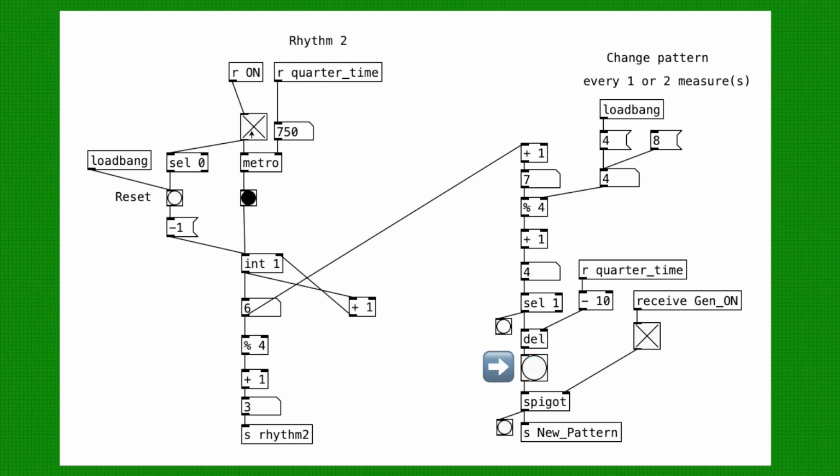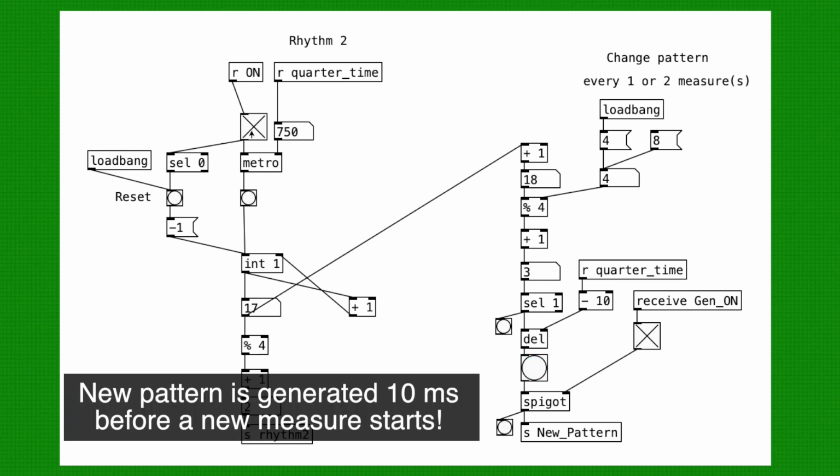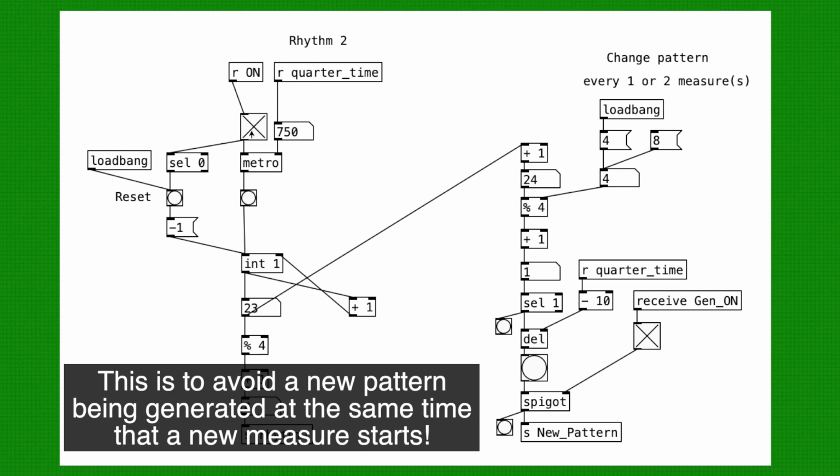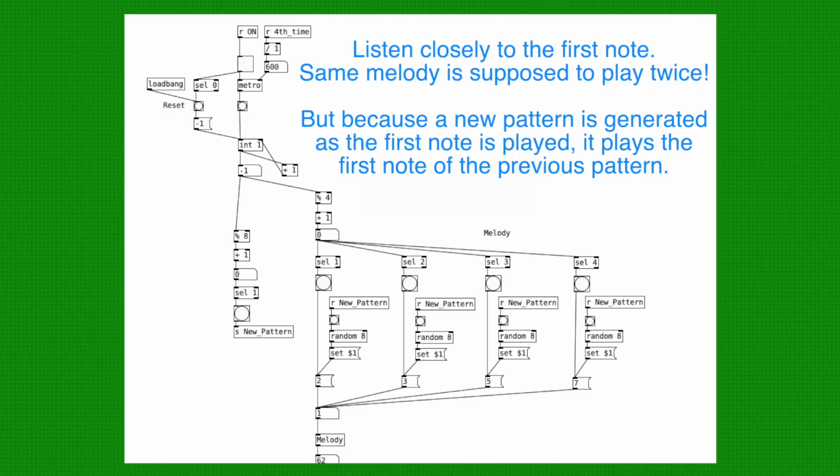And that bang message is delayed by almost a quarter note. So the delay time is the length of a quarter note, but shorter by 10 milliseconds. A new pattern is generated right before the start of the second measure. This is to avoid an issue where the first note of the previous pattern will play at the same time as a new pattern is generated. I'll put an example right here to hopefully explain this better.